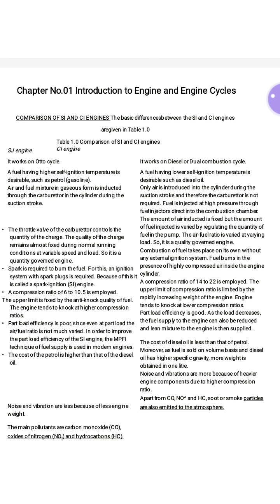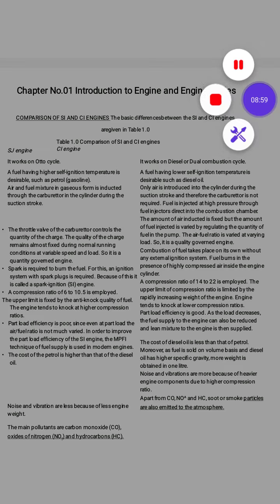Next, in an SI engine, the main pollutants are carbon monoxide, CO, oxides of nitrogen, NOx, and hydrocarbon, HC, emissions. In a CI engine, apart from carbon monoxide, nitrogen oxides, and hydrocarbons, soot or smoke particles are also emitted to the atmosphere. So this is about some comparison or differences between SI engine and CI engine.